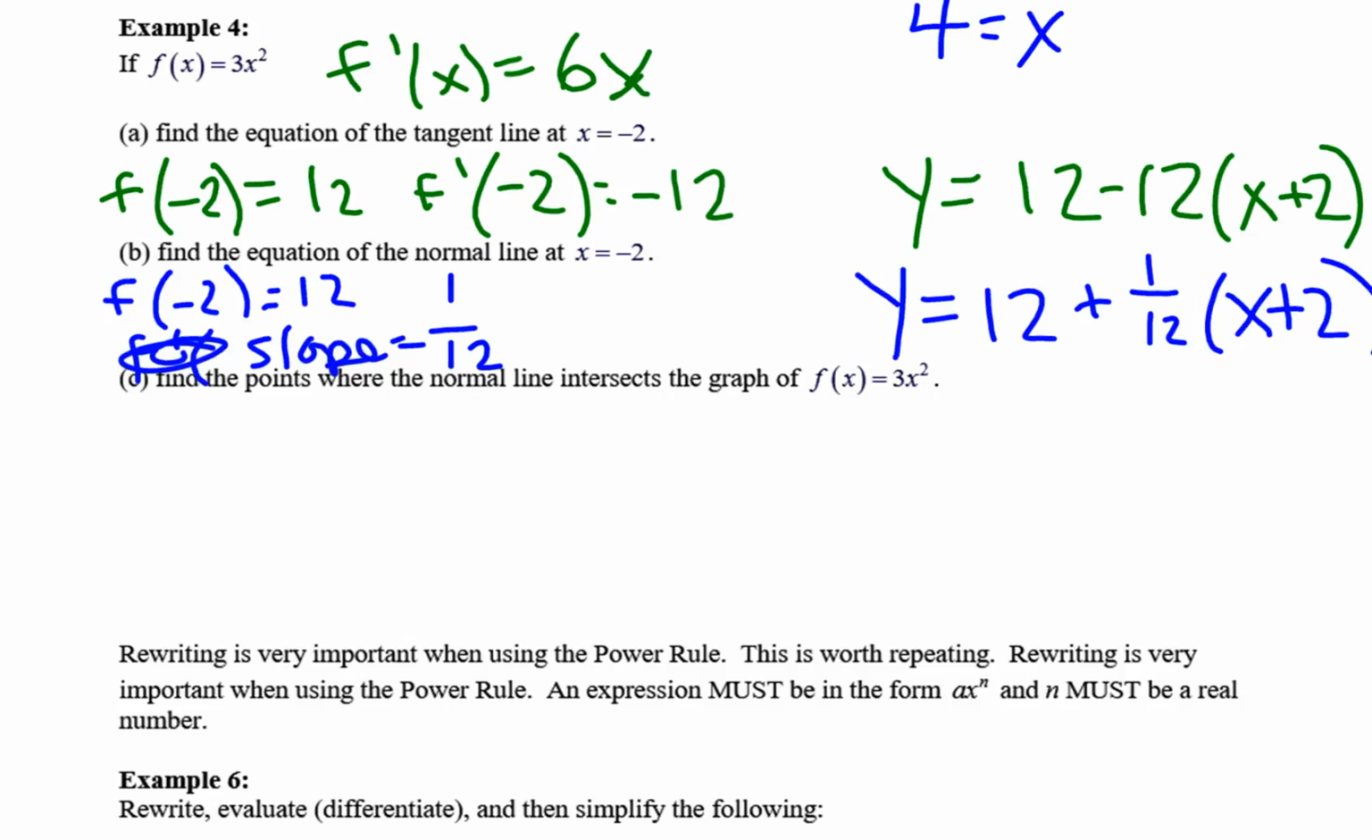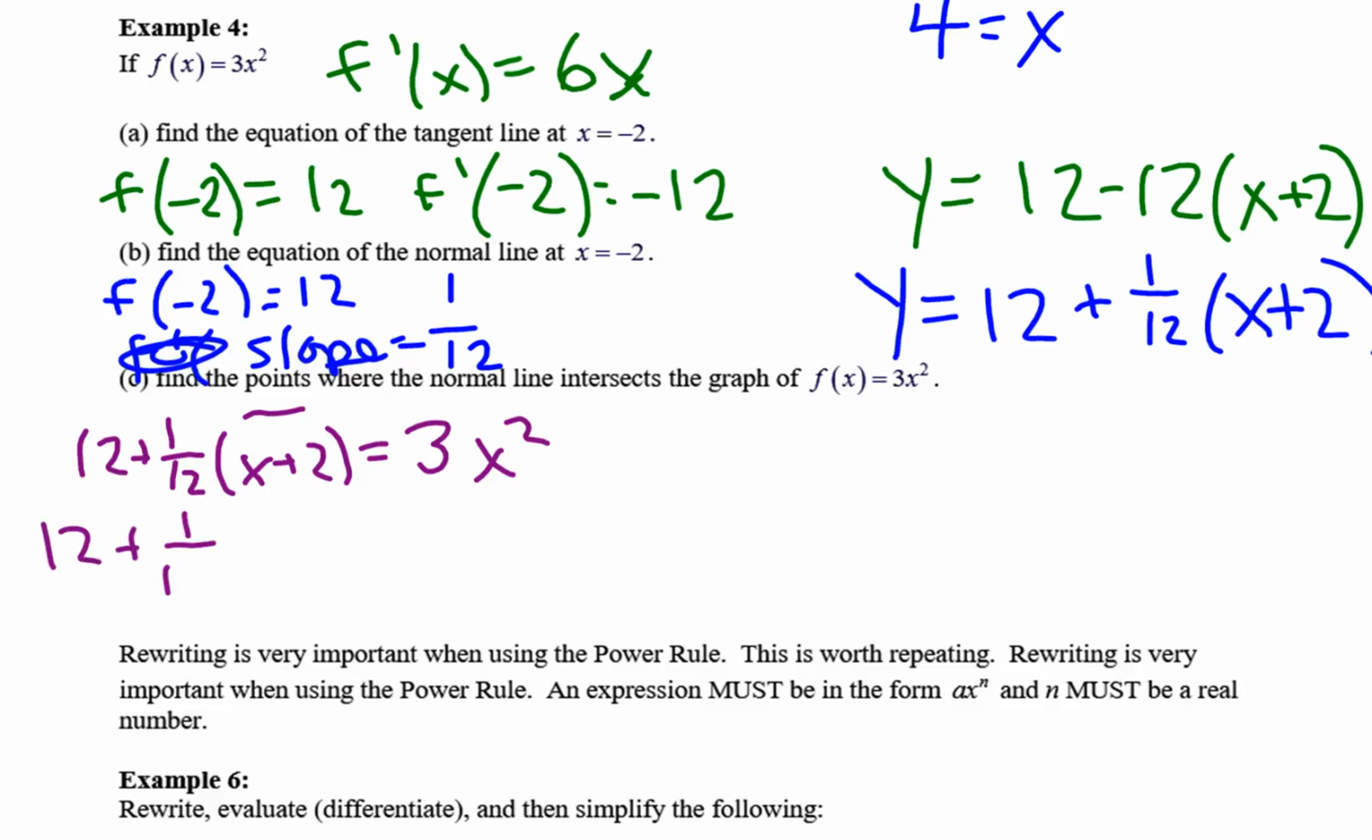A little bit of fun now. Find the points, okay, x and y coordinate, where the normal line intersects the graph of f of x equals 3x squared. So here's our normal line equation, and we want to know where that intersects the graph. All right, I'm going to expand this. And I'm sure all of you love fractions, but in case you don't, let's just multiply everything by 12.